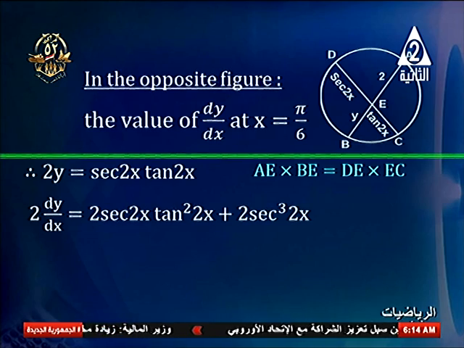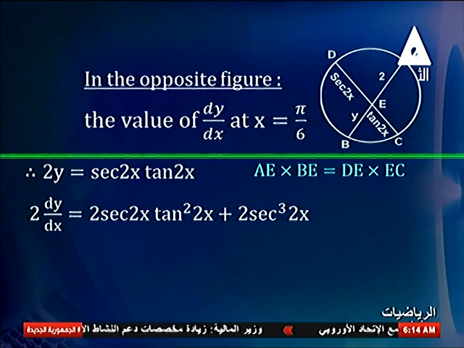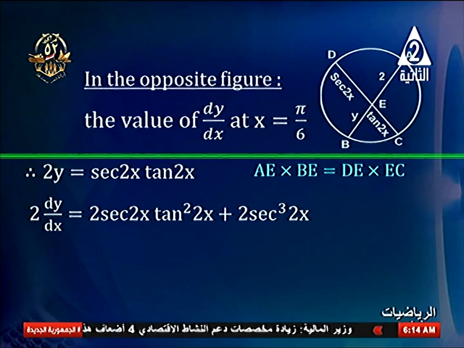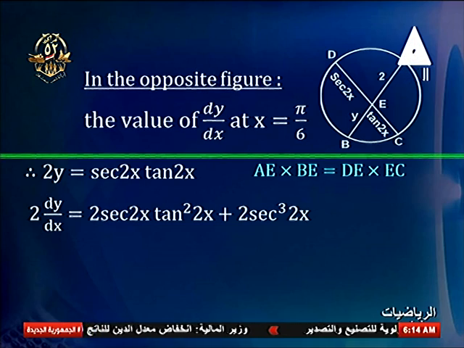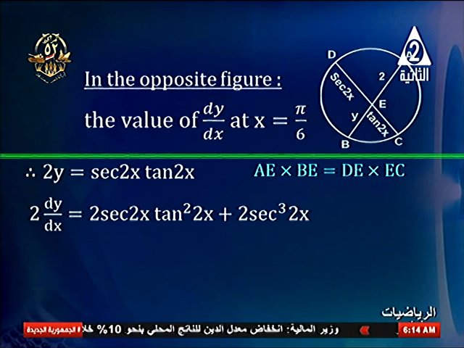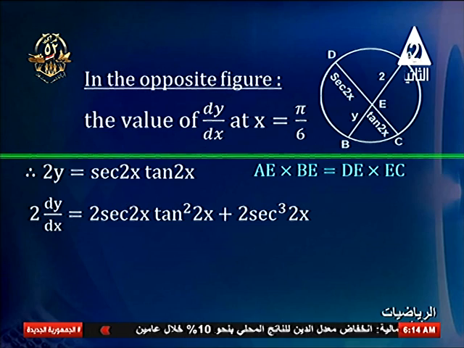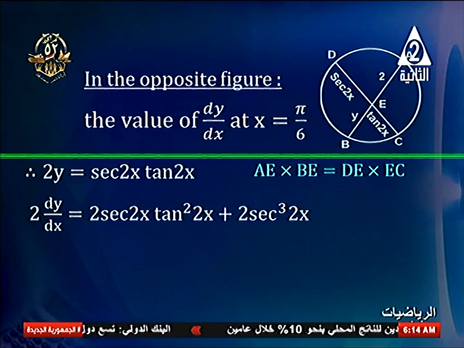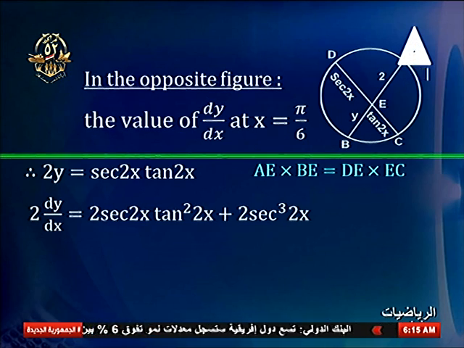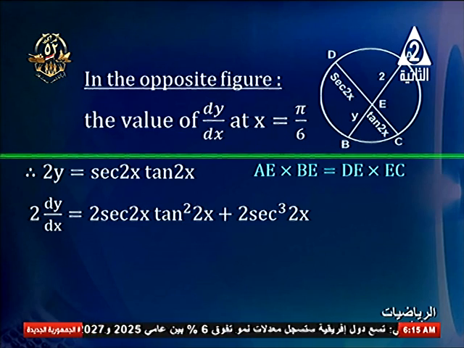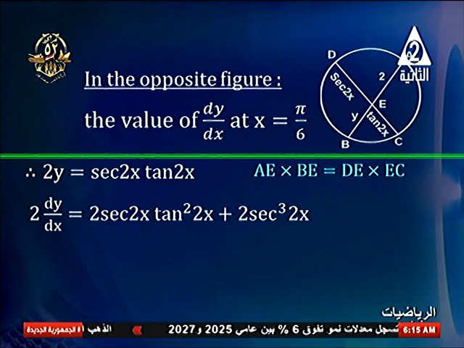At the first, what is the derivative of sec 2x? What is the derivative of sec? Sec tan. In this case, sec tan, but sec multiply 2x, differentiation of 2x is 2. What is the differentiation of tan 2x? Sec square 2x. Multiply sec 2x equals sec power 3 of 2x multiply 2.